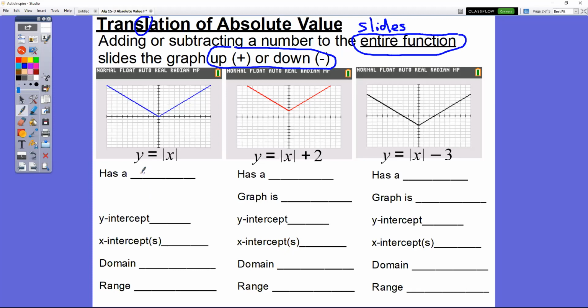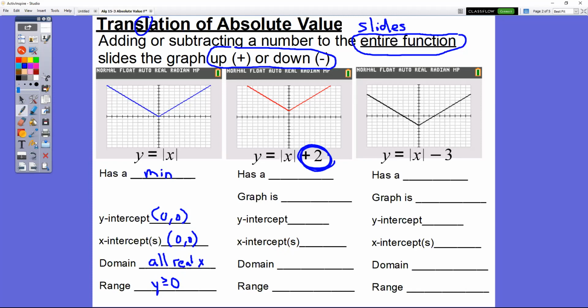So this was our original one. We already know the answers to this one. This was our original one that we just did on the previous slide. So I'm just going to refill these in so that we can compare them more easily. So when we take a look at this middle one, notice that we are adding 2 to the entire function.